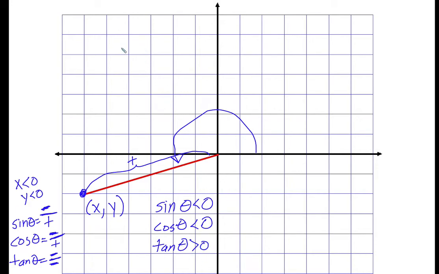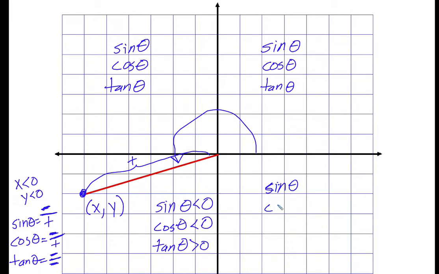Think about what has to happen for each of those in the other three quadrants. If x and y change when you move into these other quadrants, what does that tell us about sine, cosine, and tangent in these other quadrants? That's what I want us to think about for tomorrow.